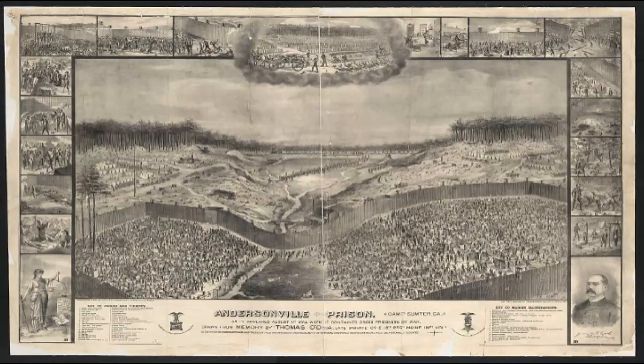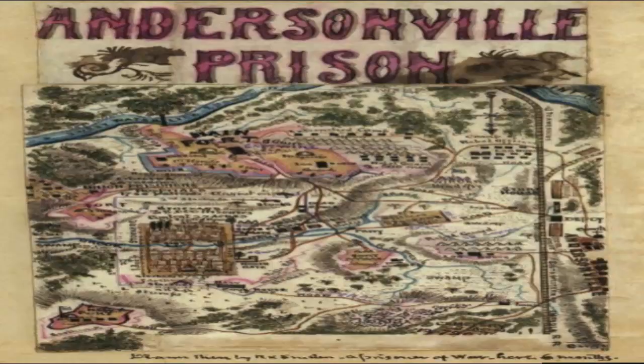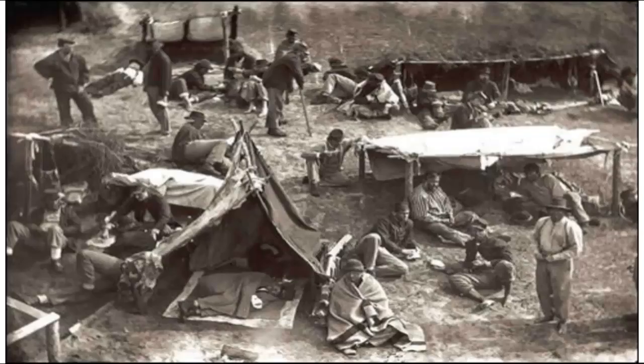Fort Sumner is the official name, but most know it as Andersonville. Andersonville is the most notorious Confederate prisoner of war camp. It was built to house 10,000 captured soldiers, but at its peak, it had over 30,000 soldiers. When the prison reached full capacity, the conditions went down.